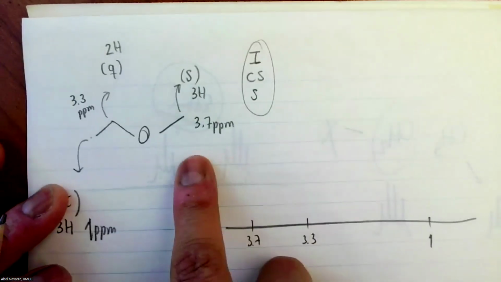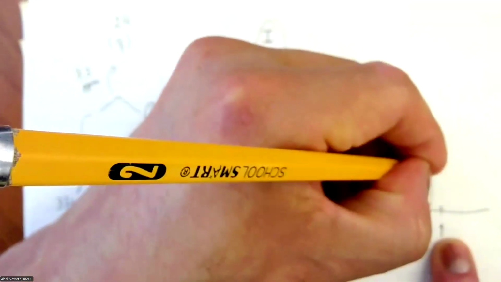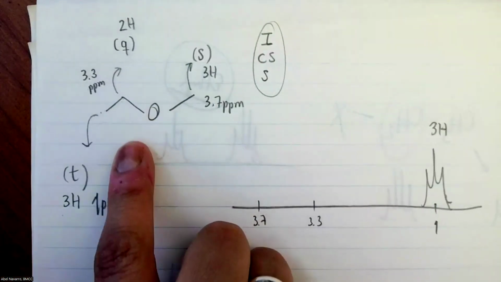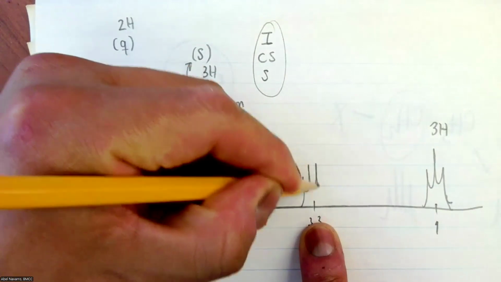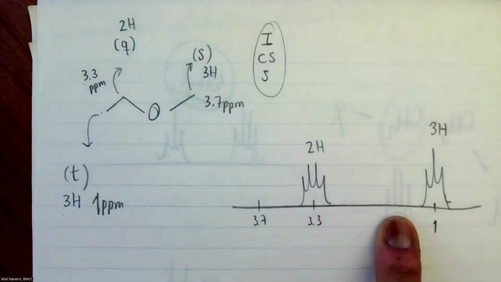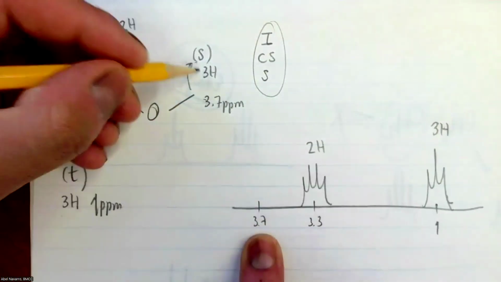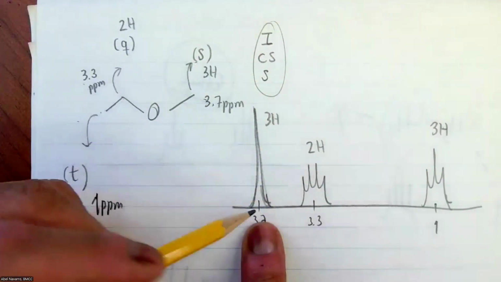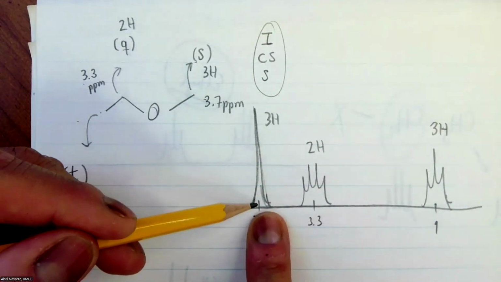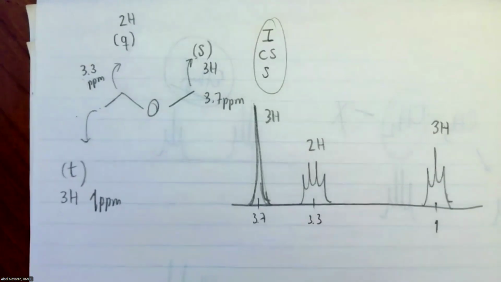So here, the 3.1 ppm, 3Hs, triplet. Next one, 3.3 quartet, 2Hs. A little bit smaller, but it's a quartet. And this one, the 3.7, is a singlet, 3Hs. It has to be taller because it's a singlet, so definitely the area should be equivalent to the area of the triplet. Okay, and that's the sketch.